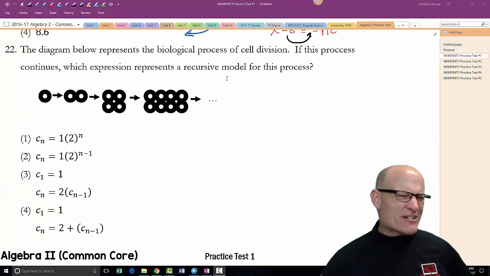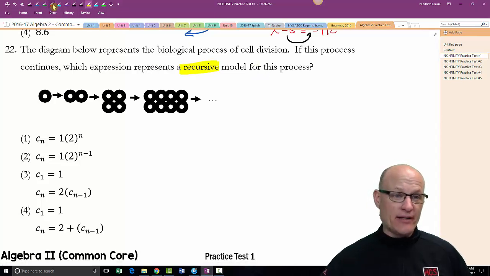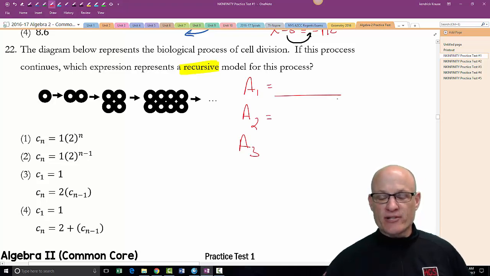Now I'm not really sure what it is about this word right here that causes kids to just freak the heck out. Crazy. Recursion is just a sub 1, a sub 2, a sub 3. Recursion just says, okay, start with an initial value. In this case, my initial value is 1.